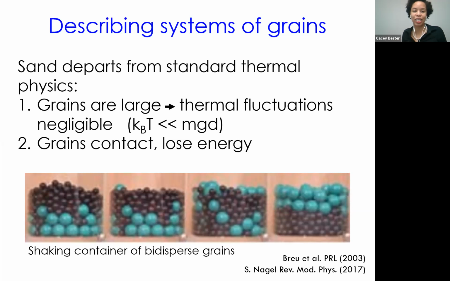So the next time you are enjoying a container of nuts, maybe you'll take note of this interesting phenomenon that can be exhibited by granular systems with even pretty simple experiments.